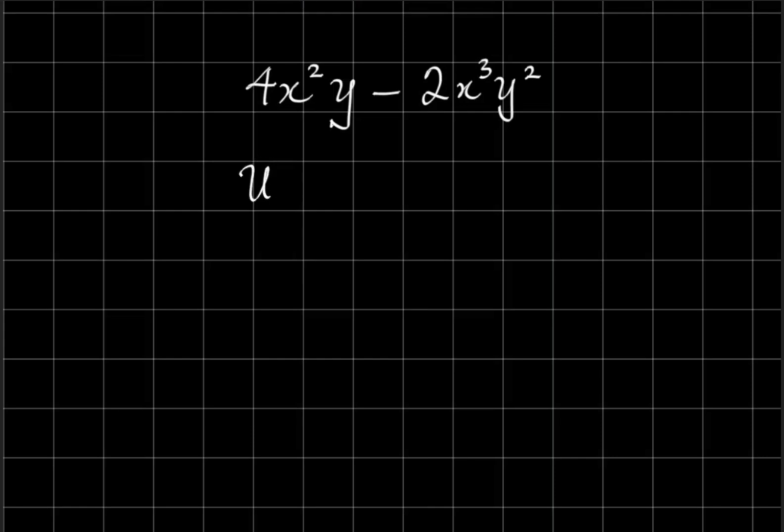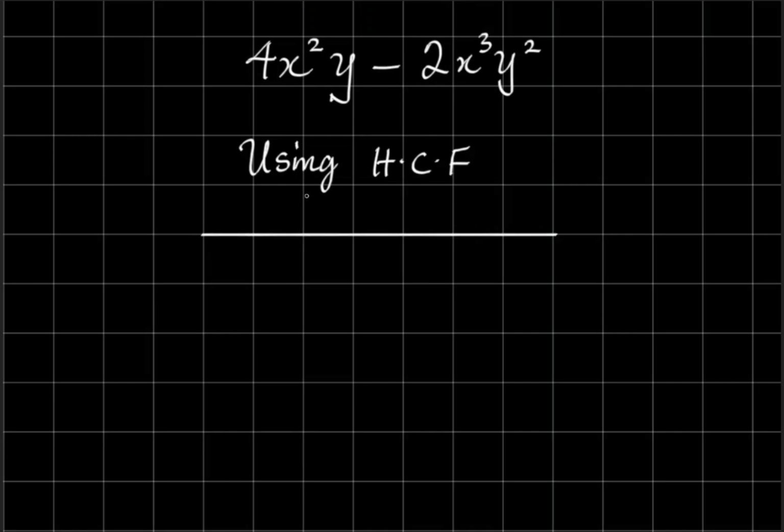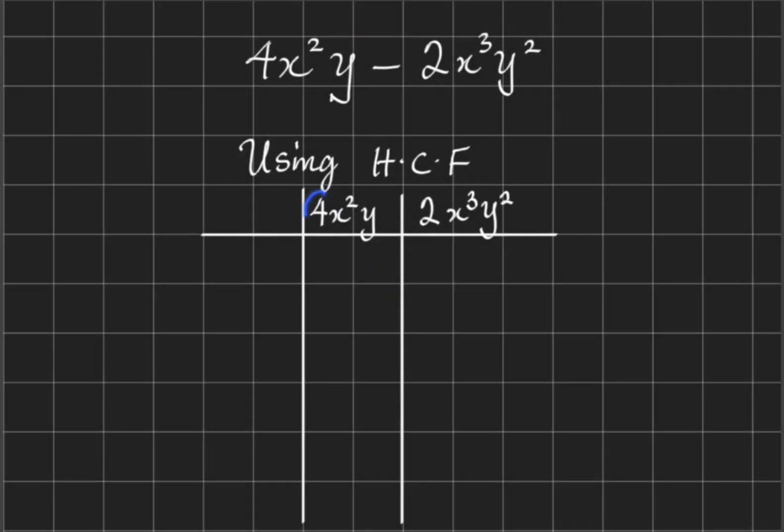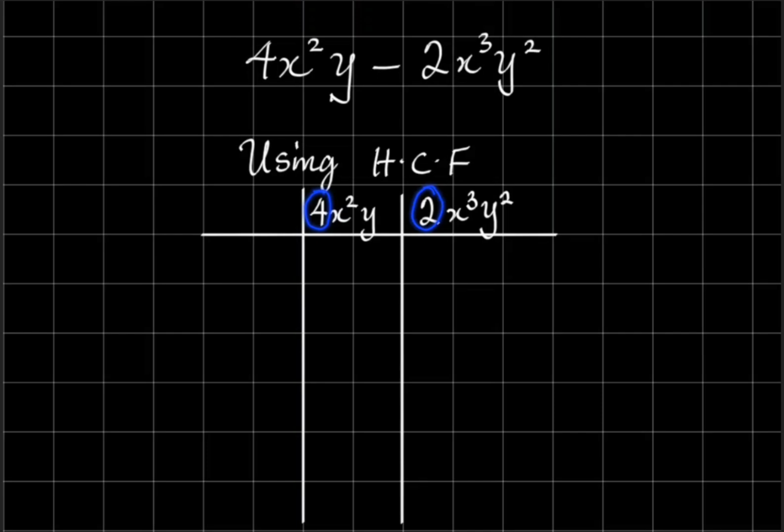Now let's use a table, written accordingly. So we have 4x squared y and 2x cubed y squared. There are also short ways to do this, of course, once you are able to get it correctly. Let's start with the coefficients first, 4 and 2. Let's look for the term that can divide through 4, and likewise divide 2 without remainder, and that's 2.